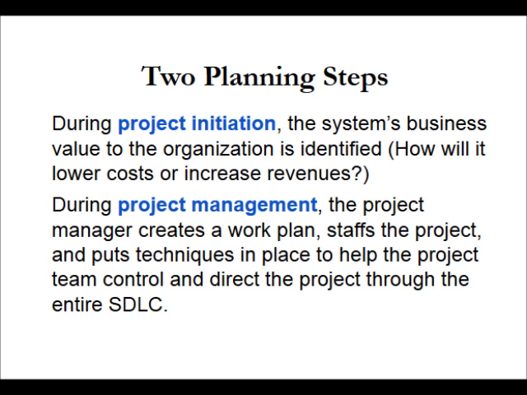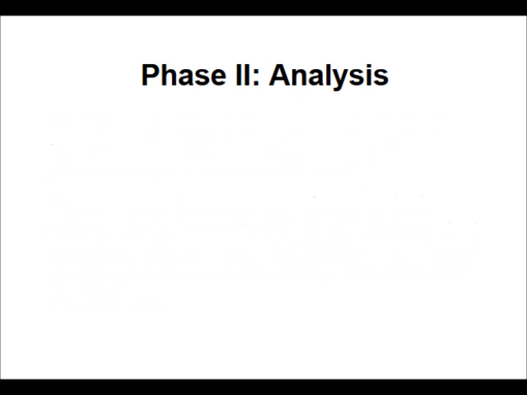During the project initiation, the system's business value to the organization is identified. How will it lower cost or increase revenue? The second step in the planning is project management. The project manager creates a work plan, staffs the project, and puts techniques in place to help the project team control and direct the project through the entire SDLC, or System Development Life Cycle.